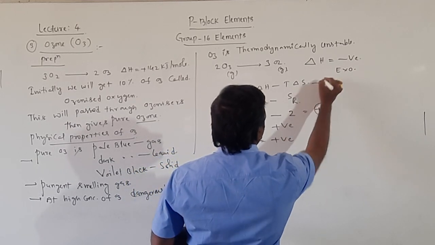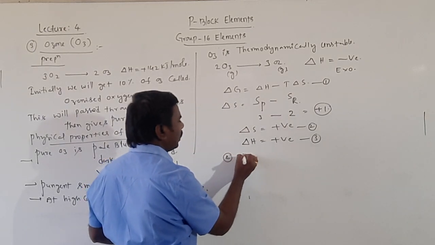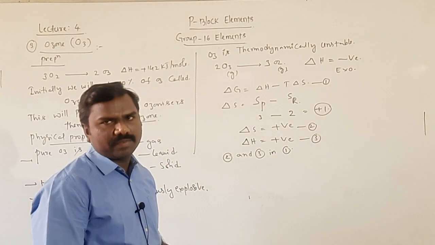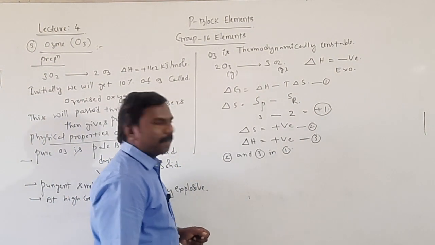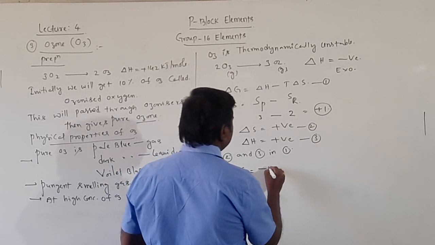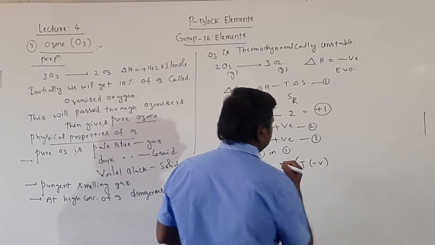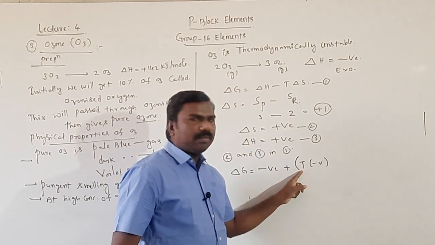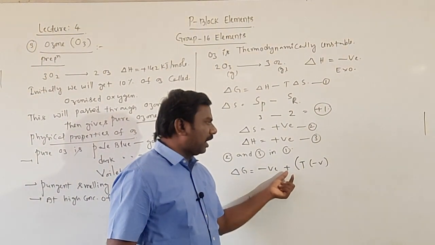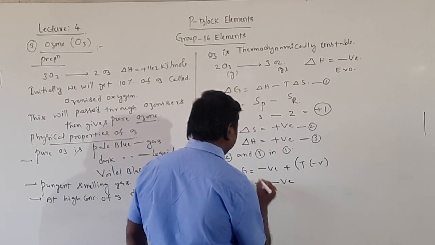Taken as 1, taken as 2, taken as 3. 2 and 3 will be substituted in 1. If you substitute, then delta G is equal to delta H, which is minus, plus T delta S, which is minus. Minus into something positive gives a minus. And again plus minus minus. Finally, you will get a negative.